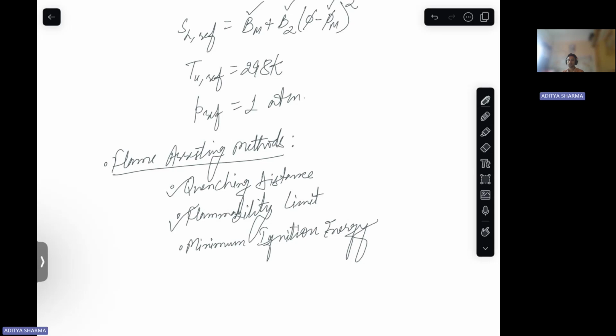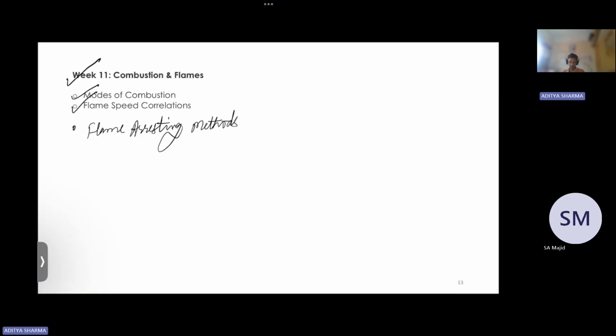Then is your minimum ignition energy that is required for ignition, and if you don't provide that, in that case you won't be able to sustain your flame. So these are the three methods by which we can arrest our flame, right? So these topics have been covered in your week 11.